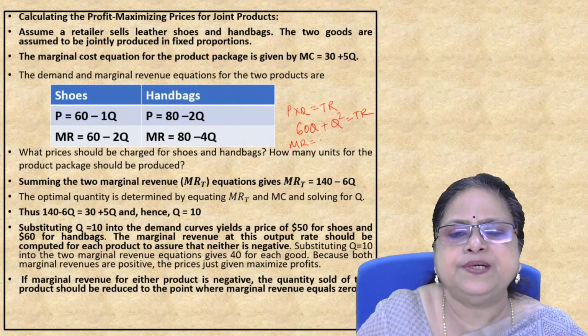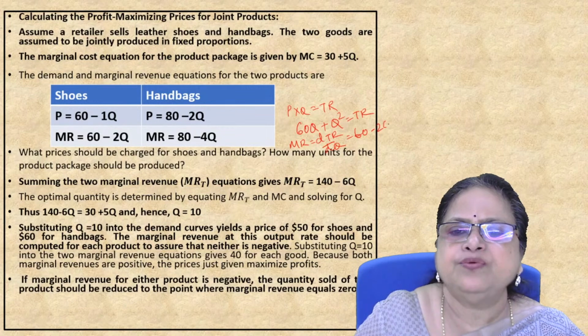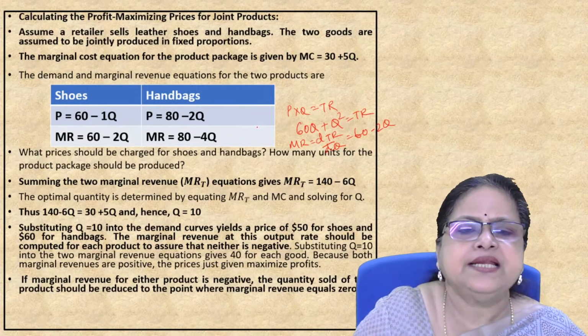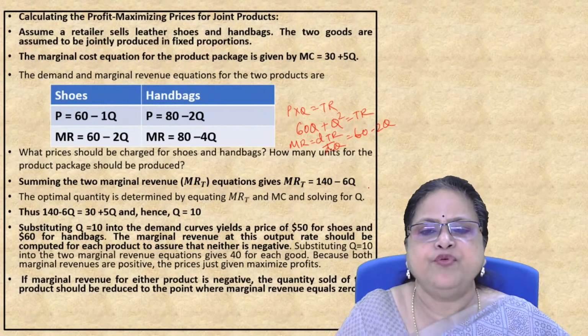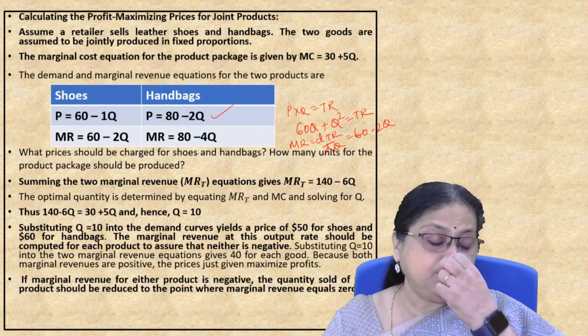Marginal revenue is equal to the derivative of total revenue with respect to output. That is 60 minus 2q in the first case, and in the second case it will be 80 minus 4q. This you can do on your own.